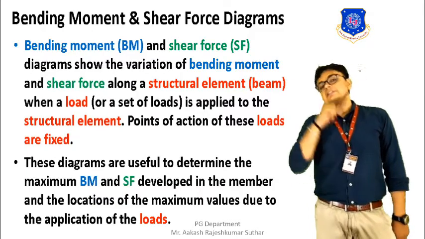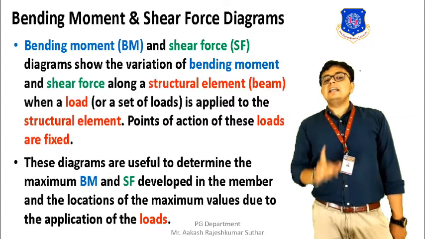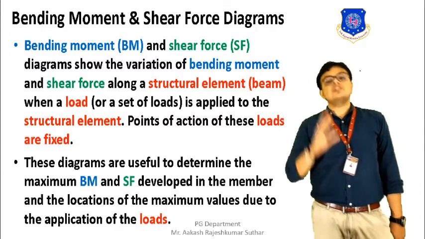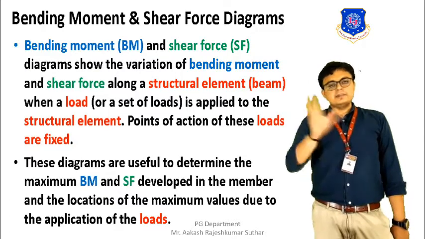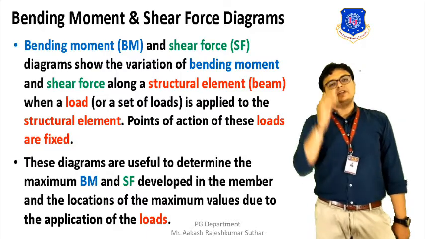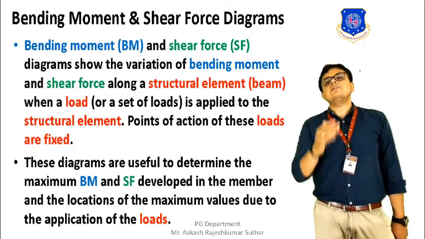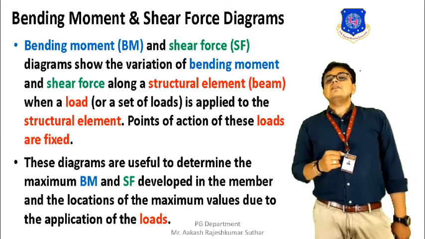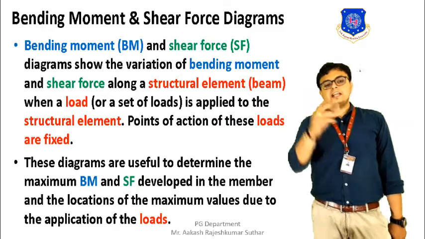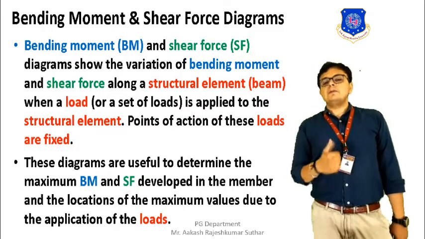So let's recall it. Basically, the bending moment and the shear force diagram show the variation of the bending moment and the shear force. In the diagram, basically, the variations with the span: what will be the variation in the value of the shear force, what will be the variation in the value of the bending moment, that we can get from the bending moment and shear force diagram. It can be different at a different span of a beam.